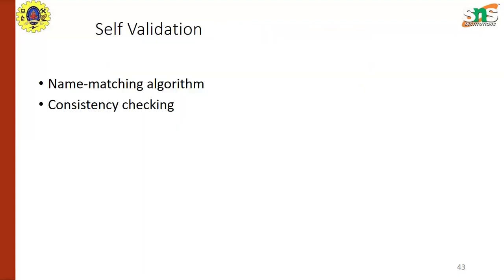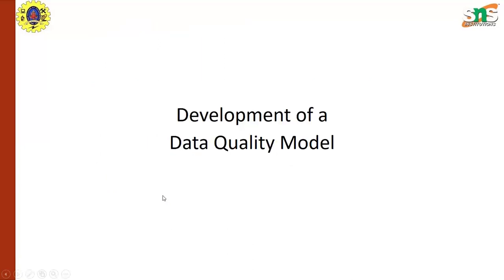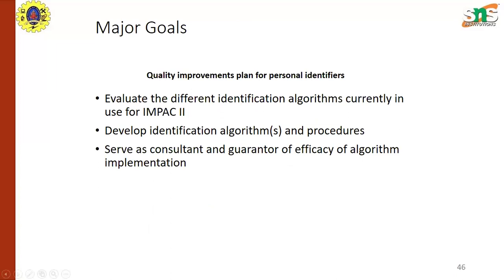Then the self-validation is done in two ways. First one is the name matching algorithm and the second one is consistency checking. The higher level analysis will involve common interfaces with impact and database redundancy, business rules in the database, master person file, front-end design, human factors and ownership. How to develop a data quality model? The major goal is to improve the quality. For that, the personal identifiers.